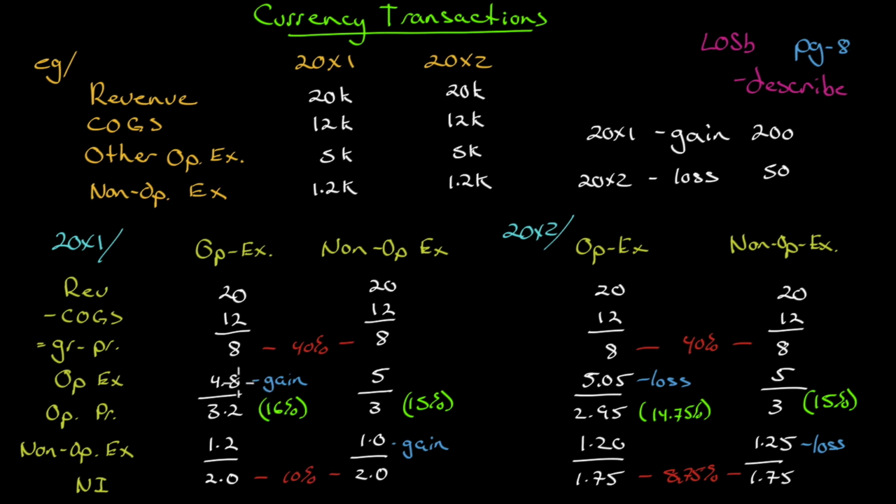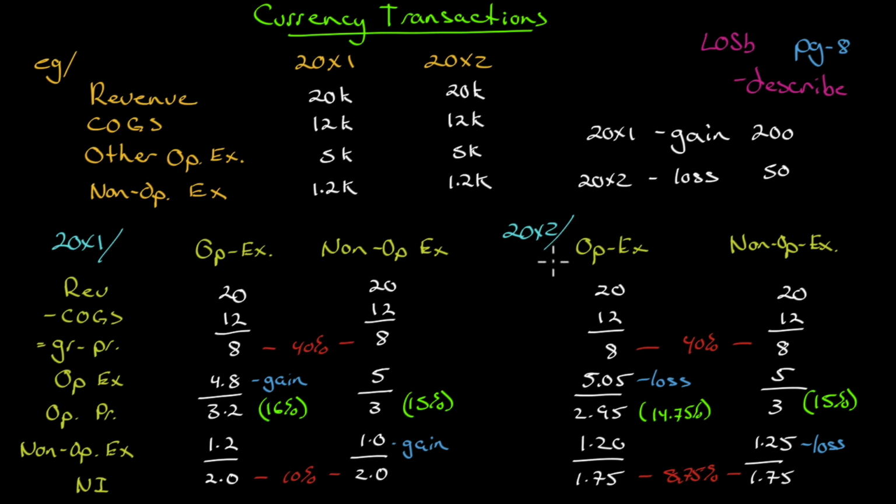Because if you put it in operating expense, if we had 5,000 in operating expenses and we have a gain of 2, we now only have 4.8 in operating expense. We have an operating profit of 3.2, which is a 16% margin versus 15%. And if you put it down here, our non-operating expenses go from 1.2 to 1. We can see that it's the operating profit that gets a little messed up.